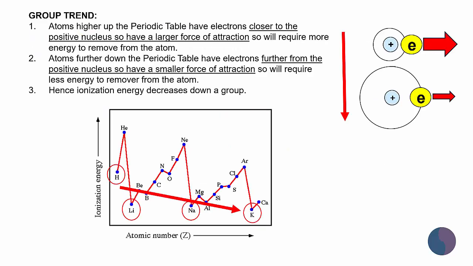So we need to be able to explain this full diagram here, and there are 4 things we need to note. The first trend we're going to do is the group trend. If you look down group 1, hydrogen, lithium, sodium, you'll see that it's just these ones here, and you could look down one of the other groups if you wish, and you can see it's generally decreasing. That is because they're in larger shells.